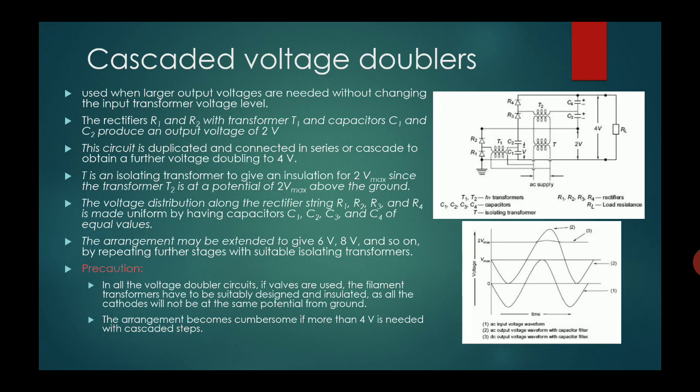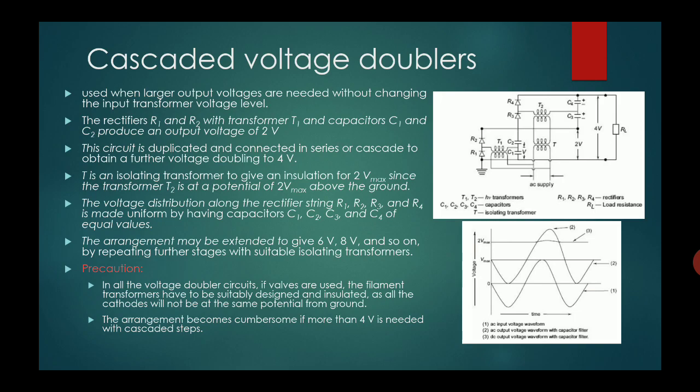Capital T, which is an isolating transformer, is to give an insulation of 2 Vmax, since the transformer T2 is at a potential of 2 Vmax above the ground. So this capital T is nothing but an isolation transformer which acts as an insulation between the first transformer and the second transformer. The voltage distribution along the rectifier string R1, R2, R3, R4 is made uniform by having capacitors C1, C2, C3 and C4 of equal values.